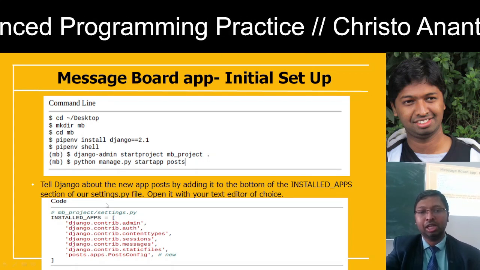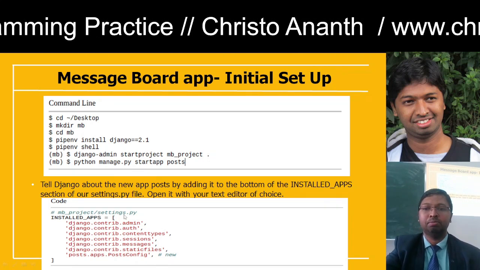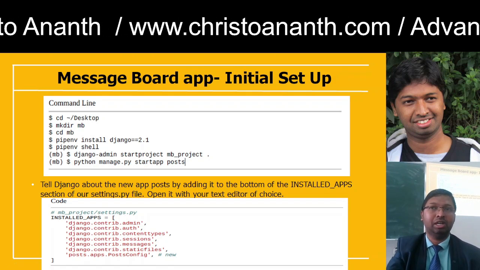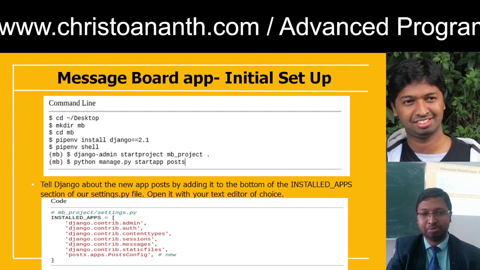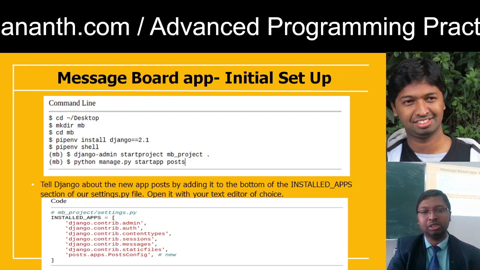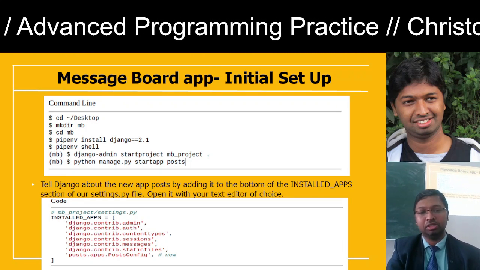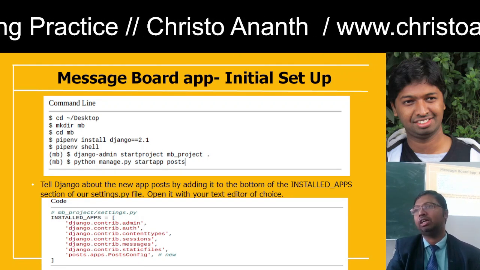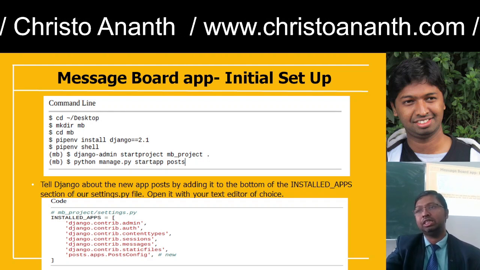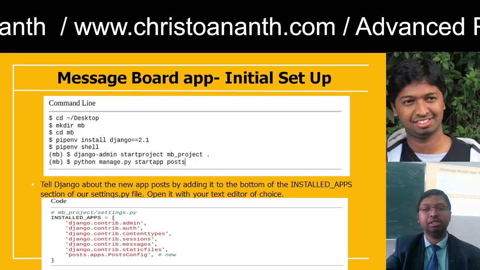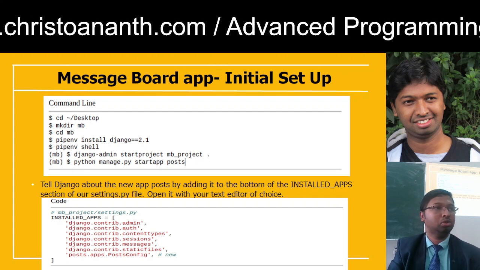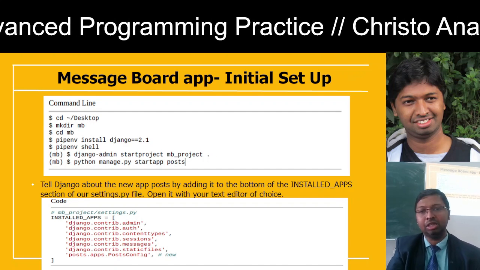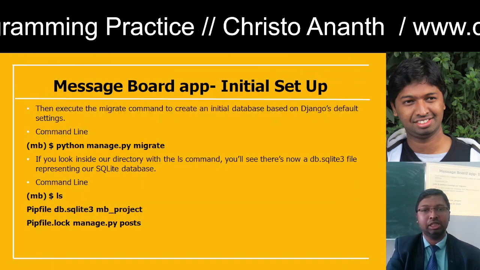So you are going to tell Django about the new app posts by adding it to the bottom of the installed apps. As I told you in the last two classes, these are the installed apps. Within MB underscore project slash settings.py, we will have INSTALLED_APPS: django.contrib.admin, django.contrib.auth, django.contrib.contenttypes, sessions, messages, staticfiles, and then you add a new line, that is posts.apps.PostsConfig. So this is the new line that you add in the initial setup.